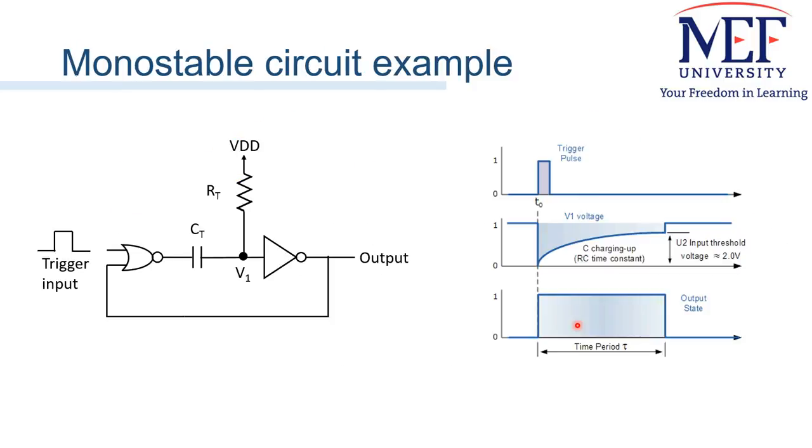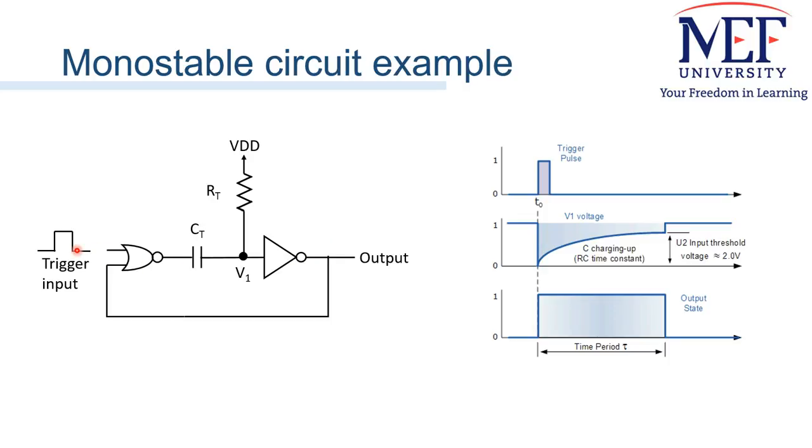Here we see a monostable circuit example. If we do not apply anything at the input and it is constant 0, and let's assume the initial output is 0, then this point will be 1, V1 will be 1, and the output will be 0. So it is one stable point, the output is 0.